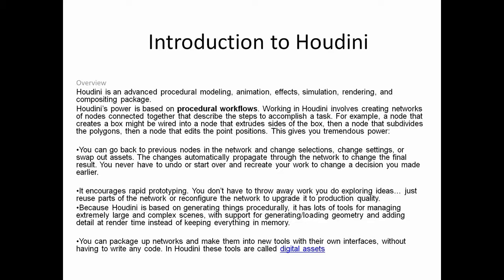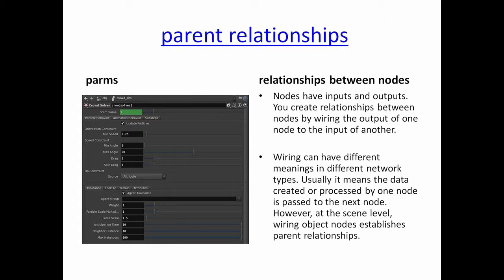And now let's talk about relationships. First of all, the relationship between nodes. Nodes have inputs and outputs. You create relationships between nodes by wiring the output of one node to the input of another. Wiring can have a different meaning in different network types. Usually it means the data generated or processed by one node is passed to the next node. However, at the scene level, wiring object nodes establishes a parent relationship.